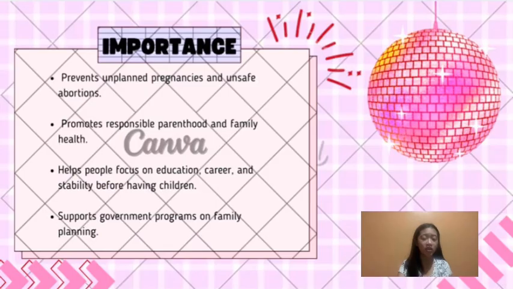And next we have what's important of contraception. So it prevents unplanned pregnancies and unsafe abortions. It also promotes responsible parenthood and family health. And lastly, it helps people focus on education, career, and stability before having children. Supports government programs on family planning.